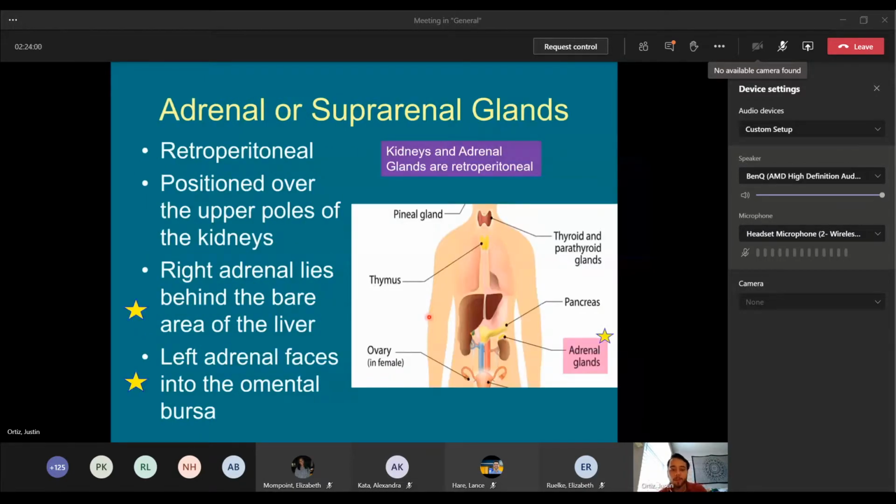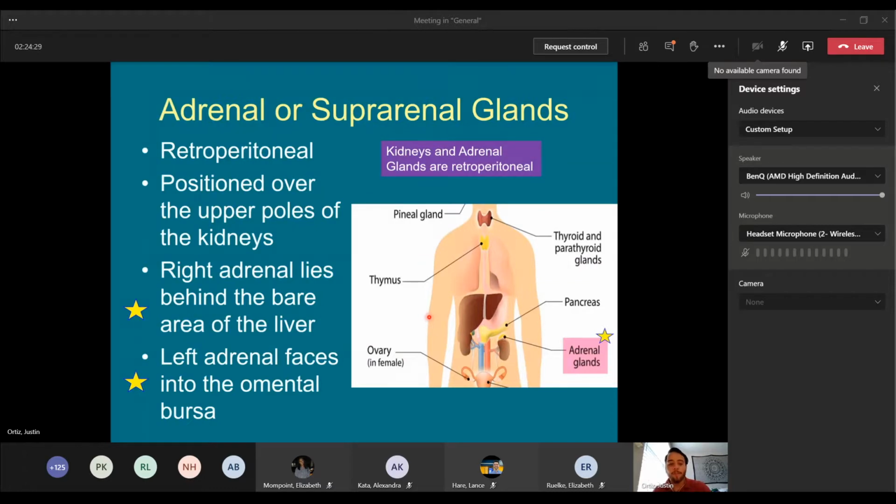Okay, so adrenal is suprarenal glands. Remember, your kidneys and your adrenal glands are going to be retroperitoneal, right? So they're going to be behind the peritoneum, and then you have your right adrenal and your left adrenal. If we know our anatomy of the abdomen, we should be able to put together that the right adrenal is behind the bare area of the liver, right? Because the liver is more associated with the right side. So the right adrenal is behind the bare area of the liver. We'll talk about what that is in the upcoming lectures.